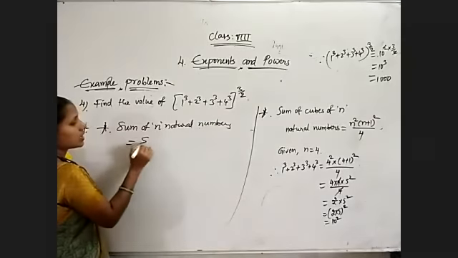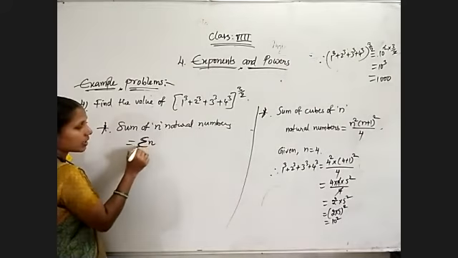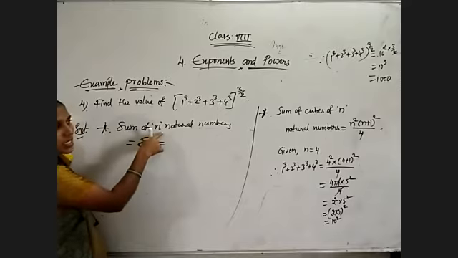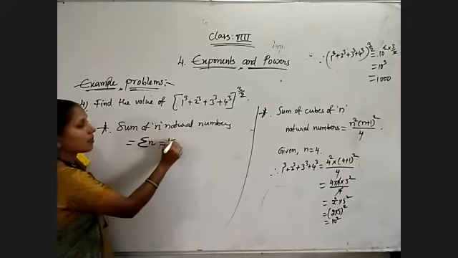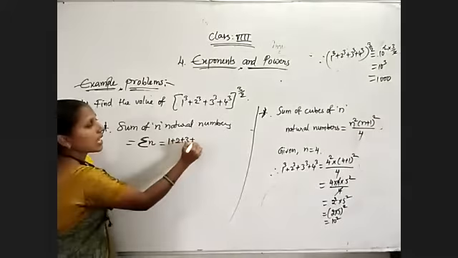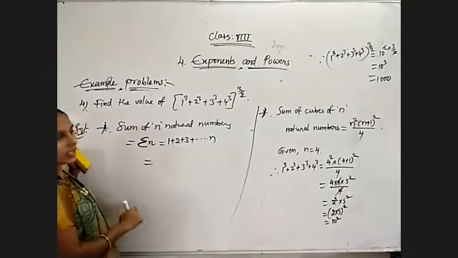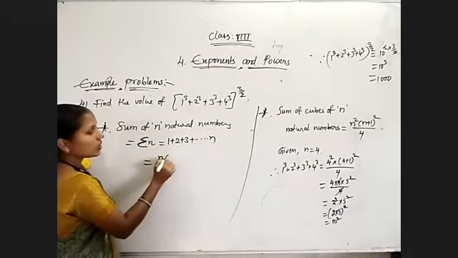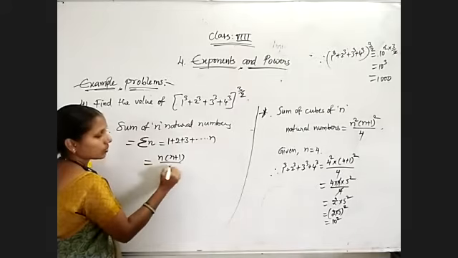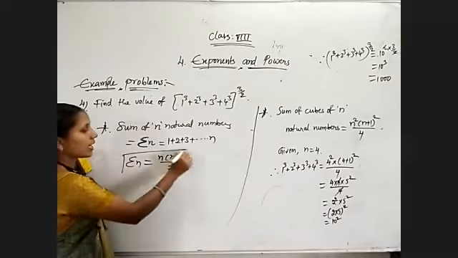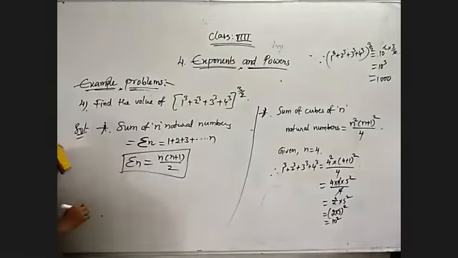That is sigma n. Sigma denotes the sum of n natural numbers, which start with 1, yes or no? 1 plus 2 plus 3 and so on is equal to n into n plus 1 by 2. This is the formula. Sigma n is equal to n into n plus 1 by 2.